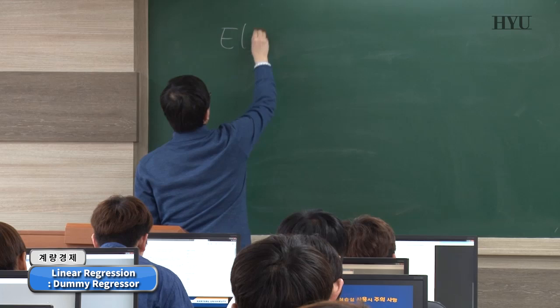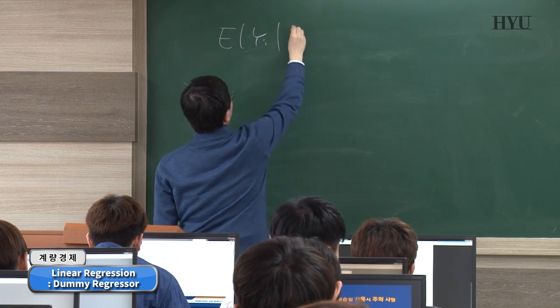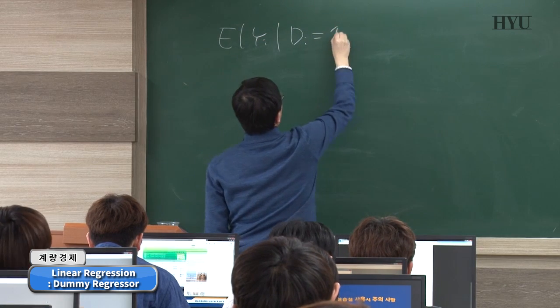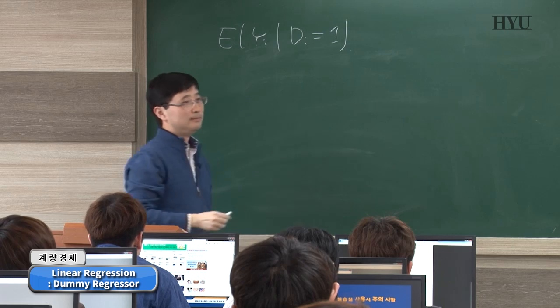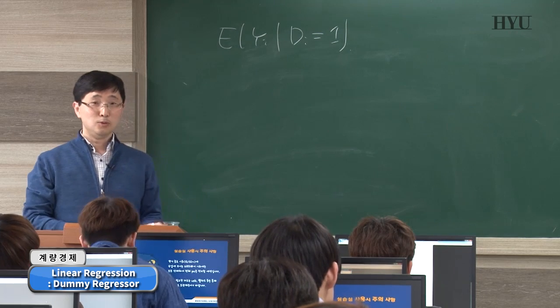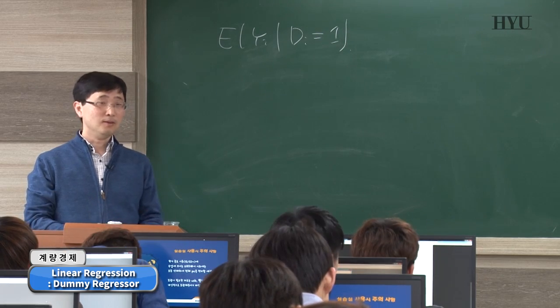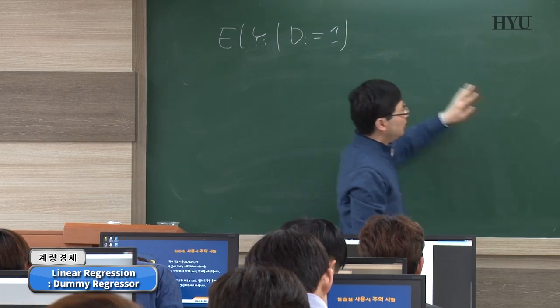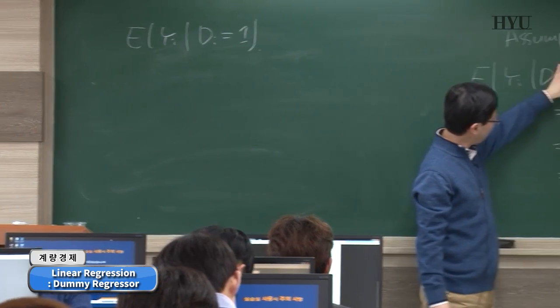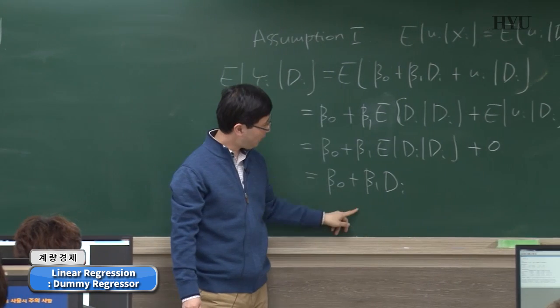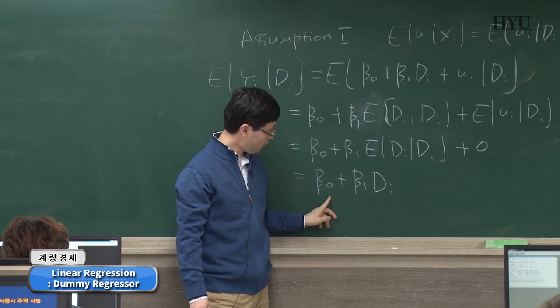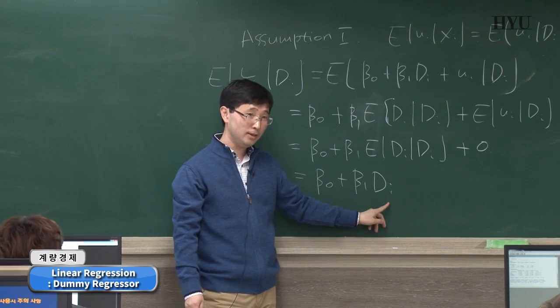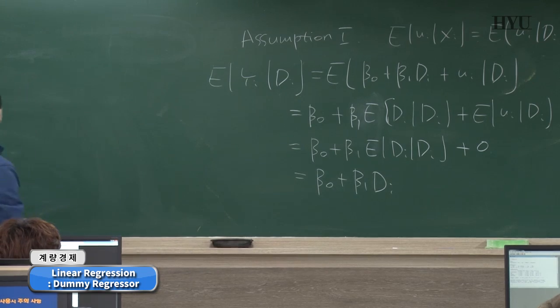Now, let me ask this. What is the mean wages if the subject has a college degree? That means that we use 1 for di, okay? So di takes 1. So you put 1 for the di, and by the way, the conditional mean is here. So it's going to be beta null plus beta 1 times 1, right? di takes 1.